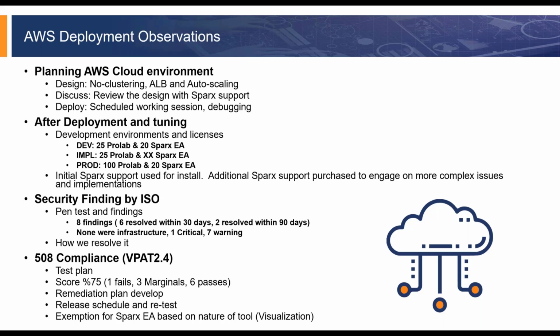Then we deployed our development environment. We went through phases of tuning our development environment based on requirements, capabilities, and users' expectations. We were expecting to have on the development environment 25 Prolaborate users and 20 Sparx EA feature-rich client applications. On our test or Impel environment, we had the same: 25 Prolaborate and 25 Sparx EA. But in production, we had 100 Prolaborate licenses.